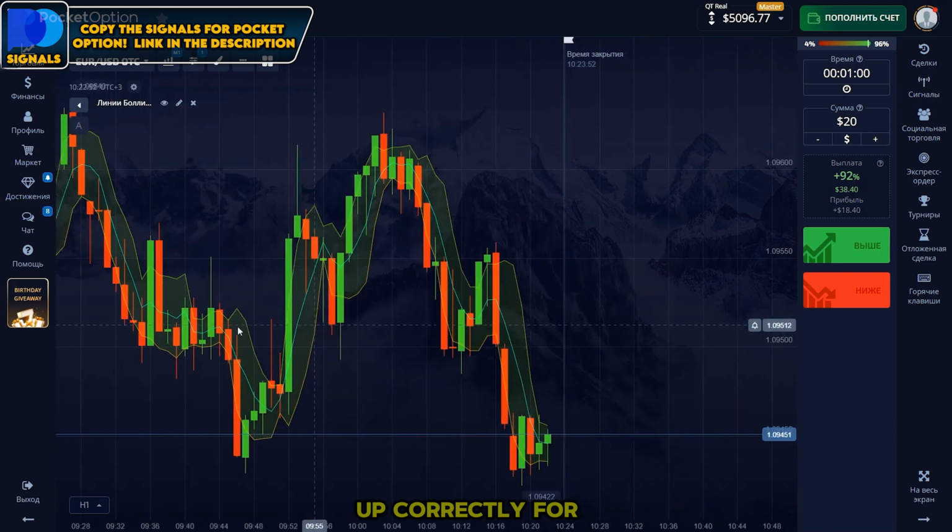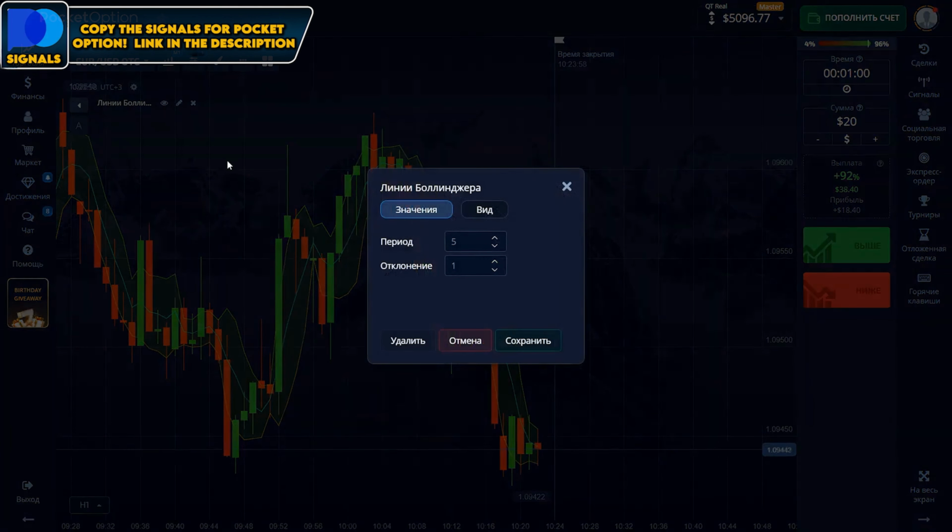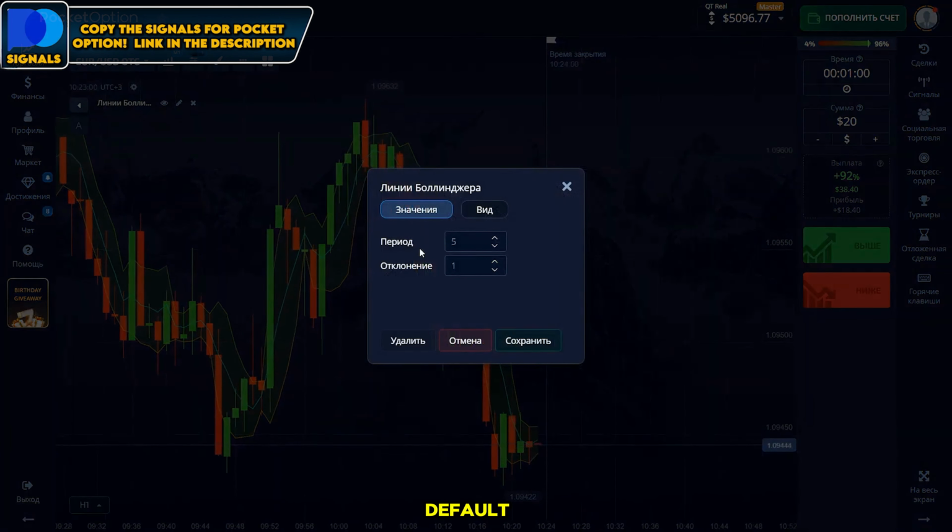We also need to set it up correctly for trading, so we click on the pencil here and set our period value as it is by default, and the deviation value should be set to 1 and 4. We write 1 and 4. As we can see, our Bollinger channel has expanded, and the signals will now be more accurate for entering trades. Then we click the Save button.